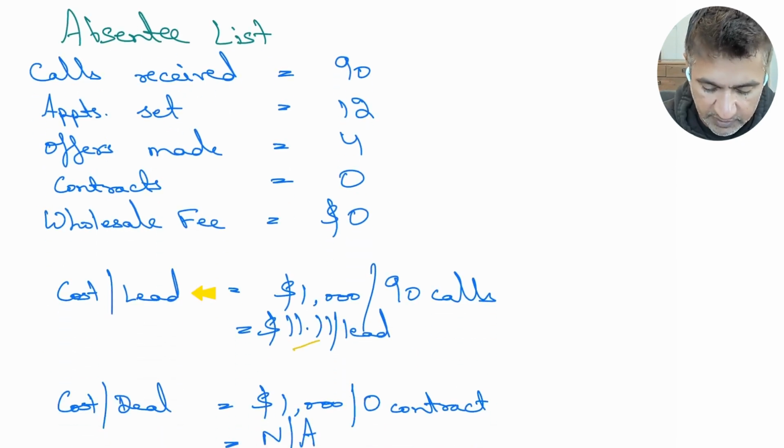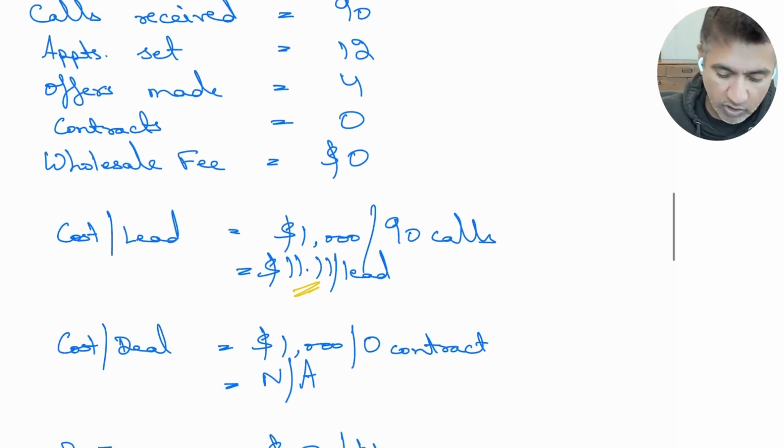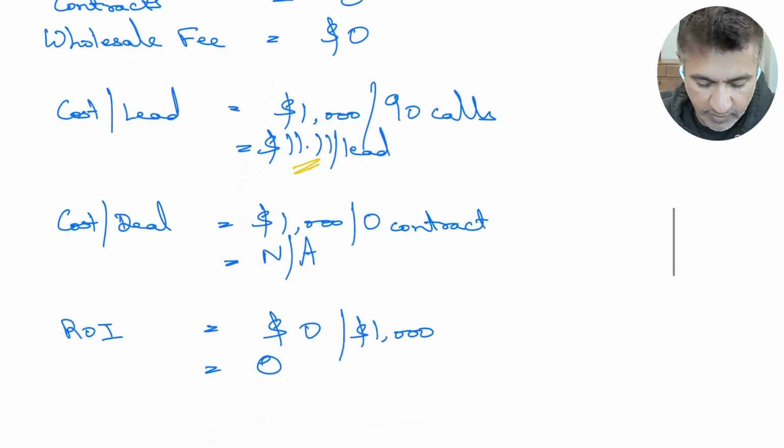My cost per lead is $11.11. I spent $1,000 on marketing and I got 90 calls out of it. My cost per deal is NA because I didn't get any contract out of it. My ROI is 0. I spent $1,000, didn't make anything.